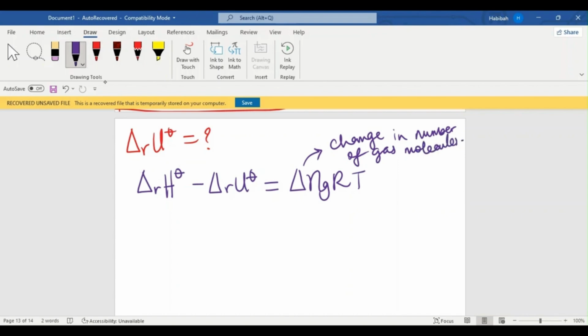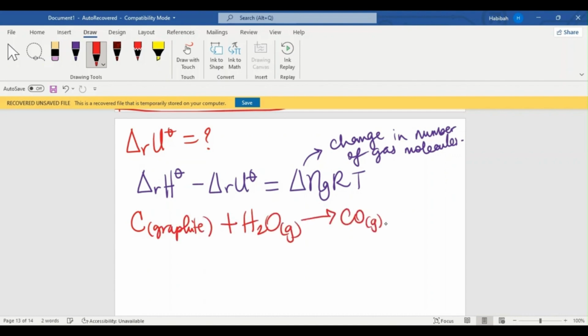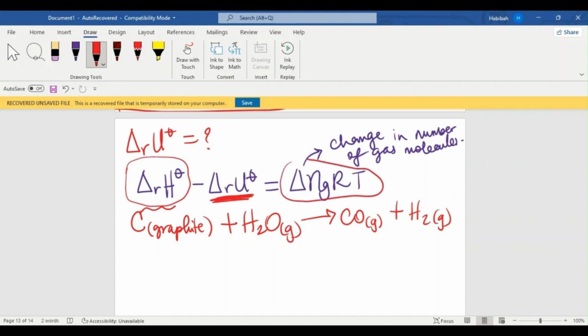So that's basically what's going on here. I'm going to first rewrite the equation down here so nobody needs to go back up and no one gets confused. That's CO gas plus H2 gas. We already know this part of the question because we just solved for it. We're trying to find the change in internal energy of reaction, and we now need this value. By the way, T is temperature and R is the gas constant. Now you're going to be wondering what Δn_g, the change in number of gas molecules, is.